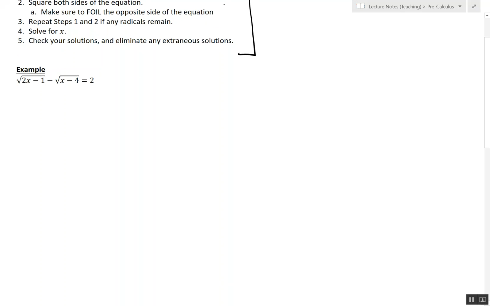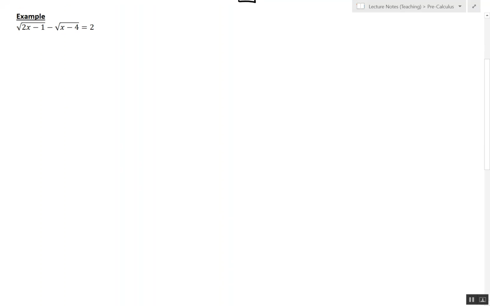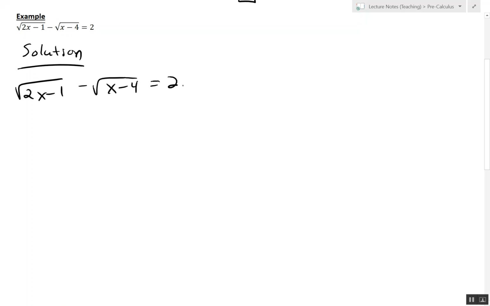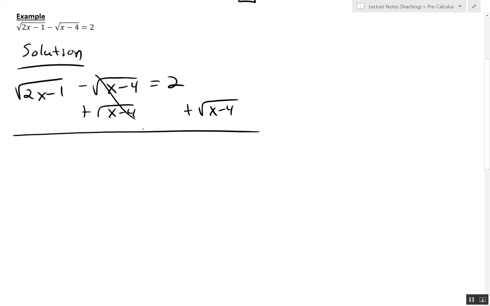So let's see how this works in practice. So we have this square root equation here, so I'm going to rewrite it real fast. This is the square root of 2x minus 1 minus the square root of x minus 4 equals 2. And so the first thing I'm going to do is add the square root of x minus 4 to both sides. So I'll cancel those off, and I get the square root of 2x minus 1 equals 2 plus the square root of x minus 4.